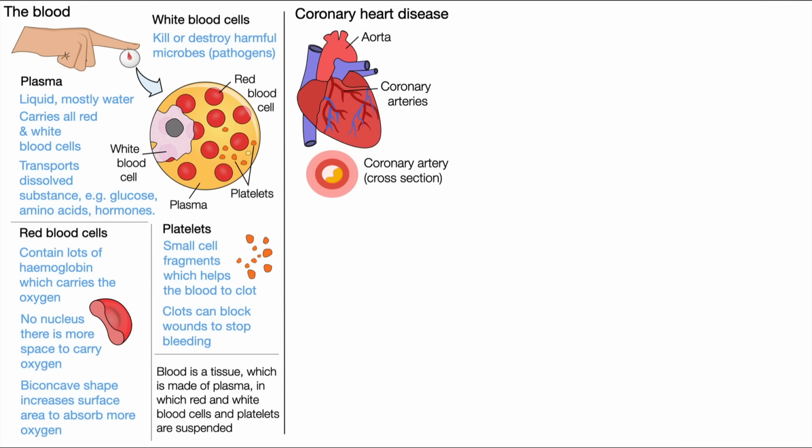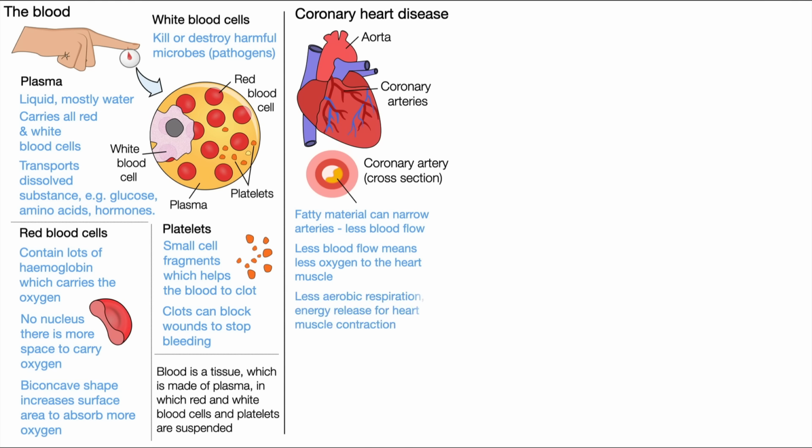This is a cross-section of a coronary artery. Sometimes fatty material can narrow these arteries. That fatty material comes from a poor diet. So there you can see that blockage in that kind of yellow color. That means less blood is going to be able to flow through that artery. Less blood flow means less oxygen to the heart muscle. That means less aerobic respiration, therefore less energy release for muscle contraction, or heart muscle contraction. And that, of course, can be very dangerous and could lead to a heart attack.